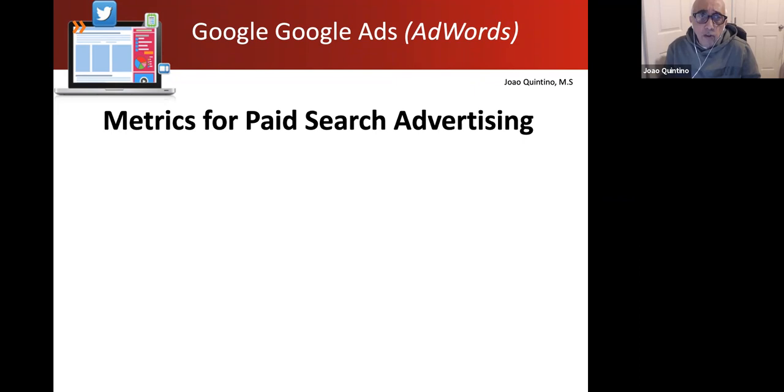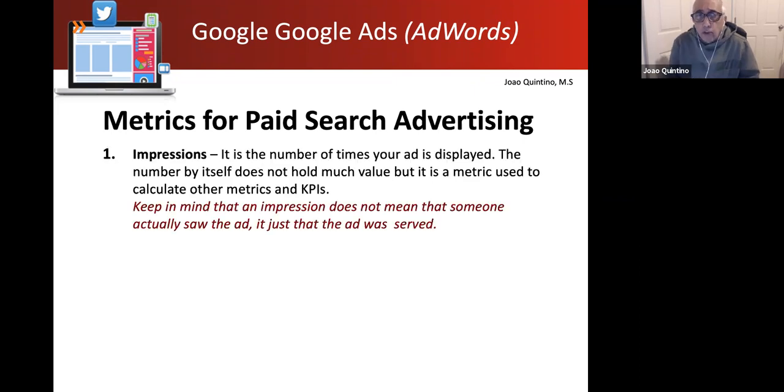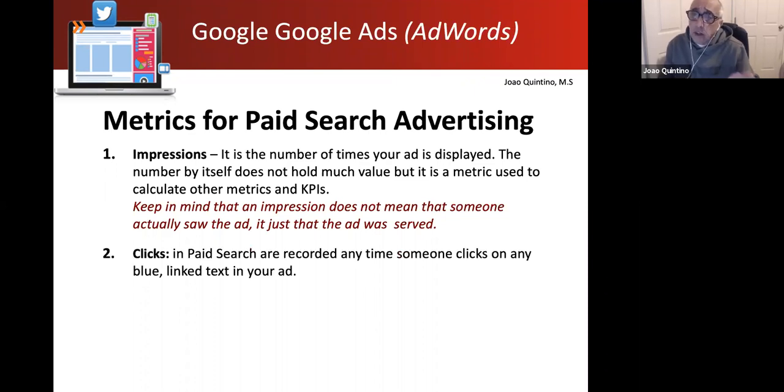So let's talk about paid search advertising metrics. Impression: every time your ad shows up on the browser or on a results page, it's called an impression. If somebody is searching on Google using a keyword that you are bidding on, and your ad shows up, that's an impression. You can have 1,000 impressions and pay nothing, because you only pay when somebody clicks. Every time your ad shows up, it's an impression. Then clicks is when somebody clicks.